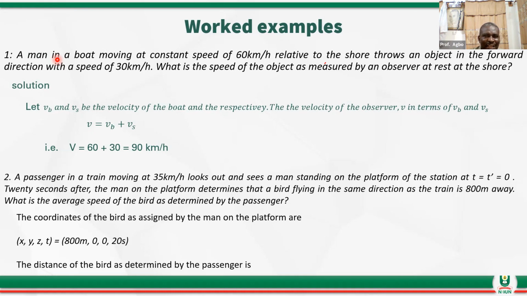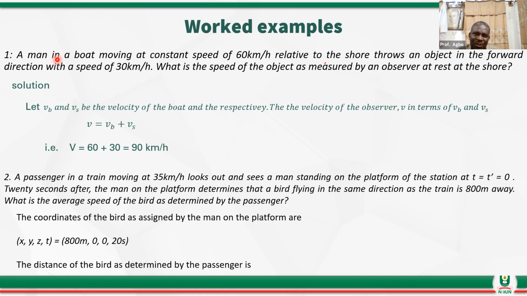See, a man in a boat. This man in a boat is likened to be the moving frame of reference, which is the S prime frame. In a boat at constant speed, that means the speed of that boat in the S prime frame is 60 kilometers per hour, with respect to somebody who is at the shore, on the ground, who is not moving. And this man in the boat throws an object forward. That is, the boat is moving ahead and he throws an object with a speed of 30 kilometers per hour.